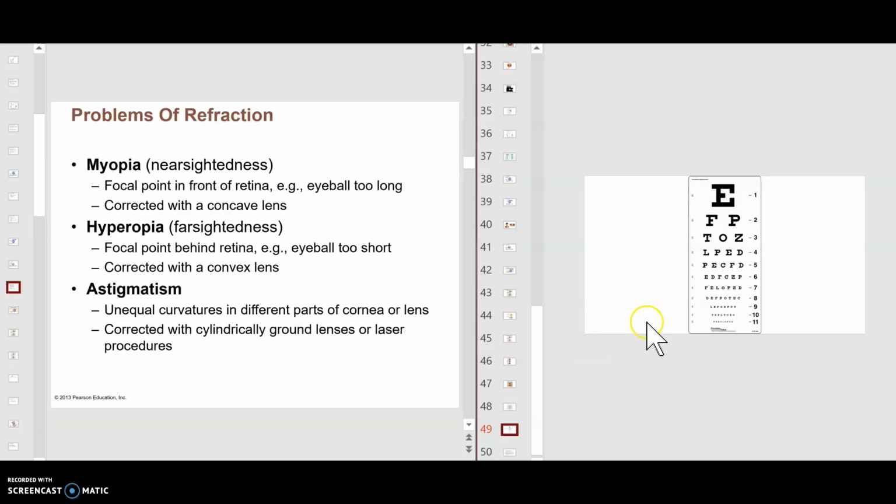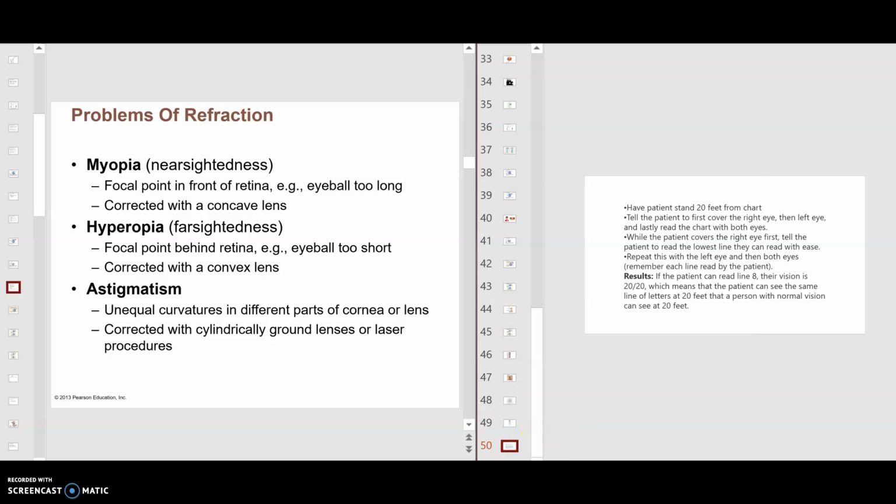Here's the Snellen Eye Chart, and as you know, I'm sure all of you have had a vision check to see what kind of vision you have. And on that particular chart, basically you have the patient stand 20 feet from the chart. You tell the patient to first cover the right eye, then the left, because you want to check both of them, and while the patient covers the right eye, tell the patient to read the lowest line they can read. Repeat this with the other eye.